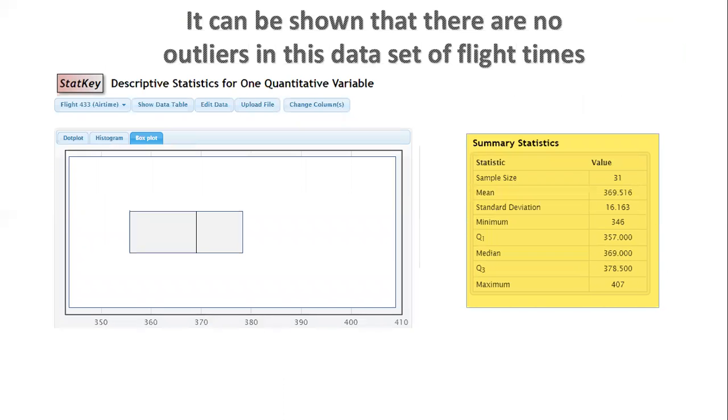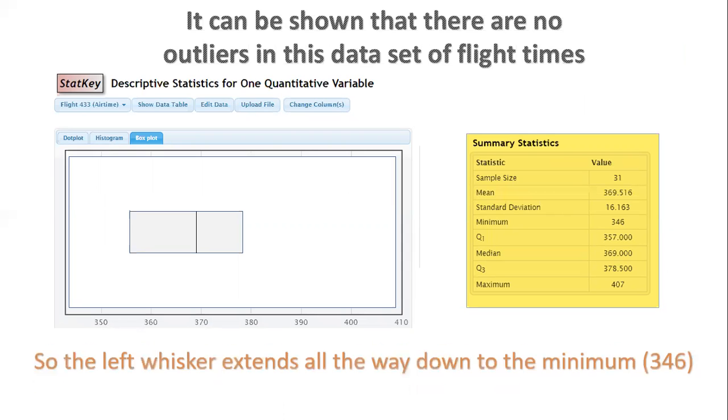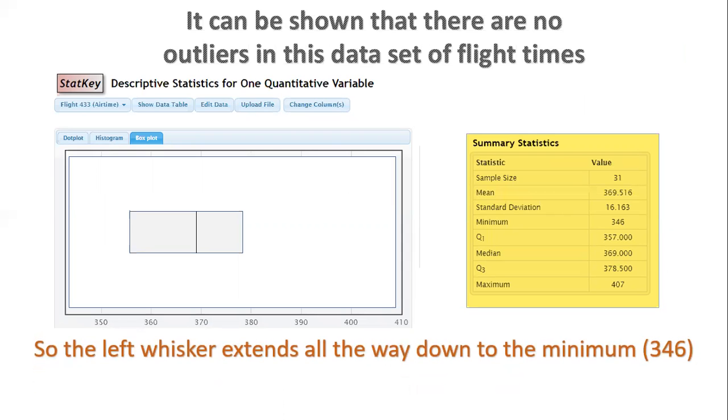Now for this data set that we were looking at, the flight times for flight 433, it can be shown that there are no outliers in this particular data set. Because of that, our left whisker is going to extend all the way down to the minimum value of 346 minutes. And there we've shown our left whisker extending down to that value.